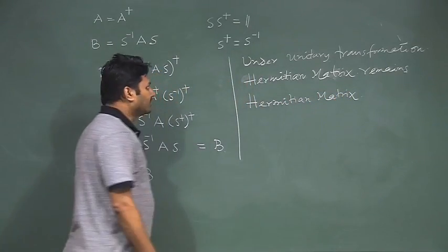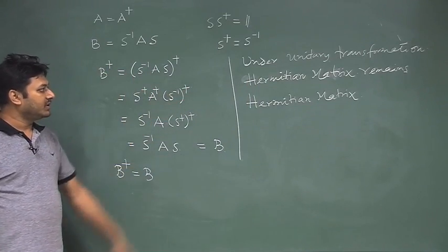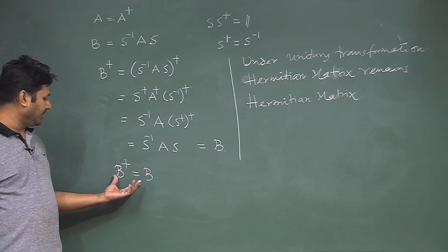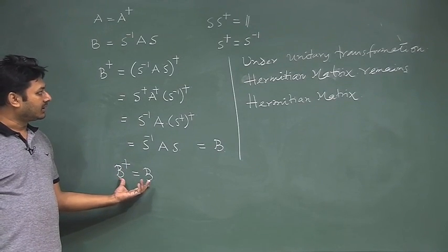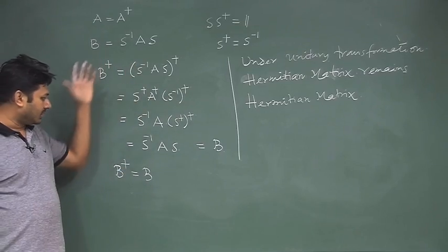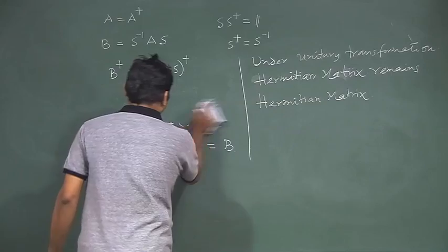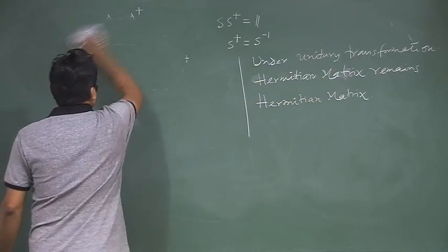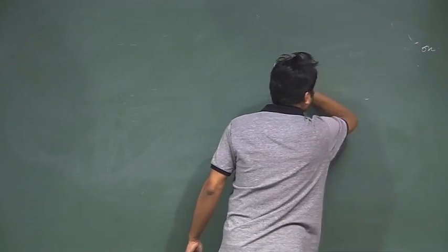So, you make a unitary transformation, a Hermitian matrix is given to you. After making a unitary transformation, you have a new matrix, say B. So, B is also Hermitian. That is the conclusion in this entire thing. Okay. So, this is a small thing I wanted to mention, that this is the property.